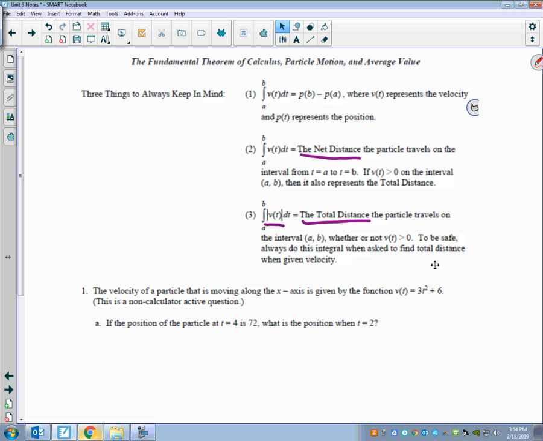So, first of all, it says 3 things to always keep in mind. We've talked about taking the integral of velocity before, and if we take the integral of velocity, the antiderivative is going to get us back position. So if we take the integral from a to b of velocity, we're actually going to get the net distance of a particle traveling from a to b. If velocity never changes directions, it's also going to be the total distance. Now, if we take the absolute value of the velocity function, remember that's going to give us the total distance, where you have to break it up at the parts where it changes direction.